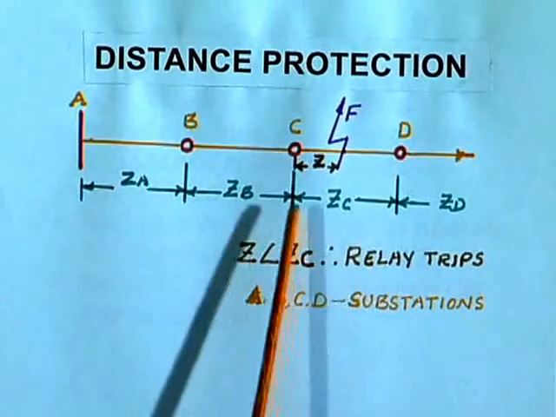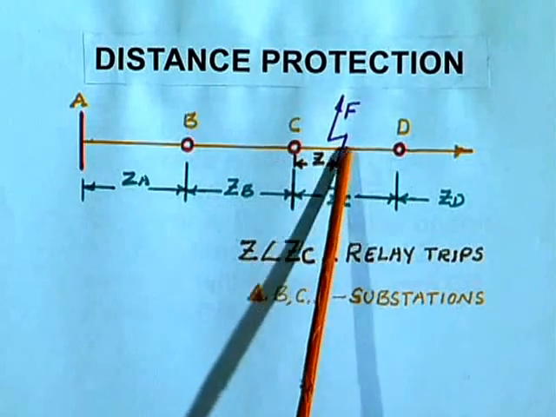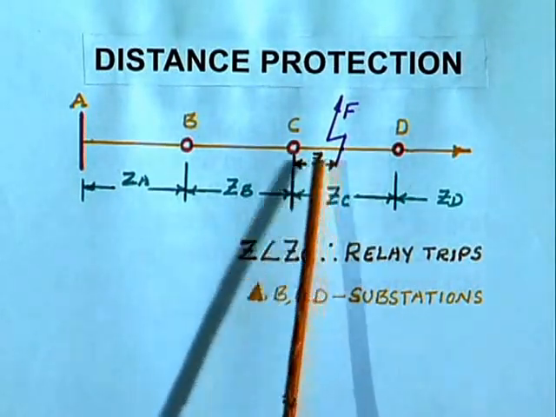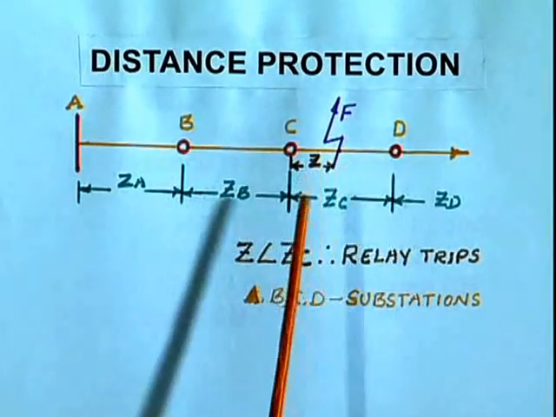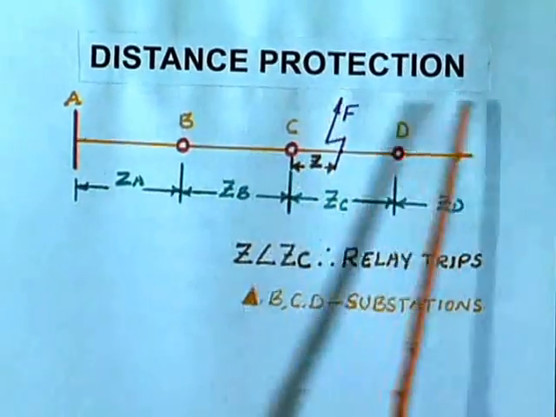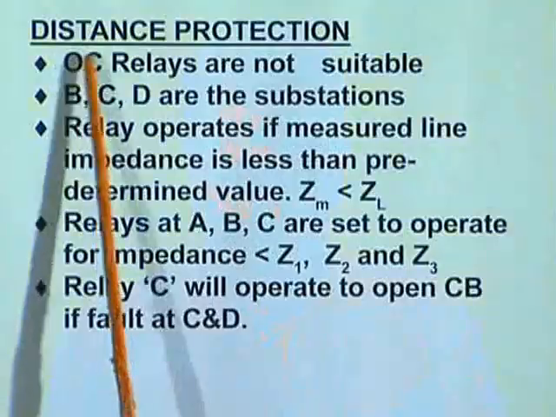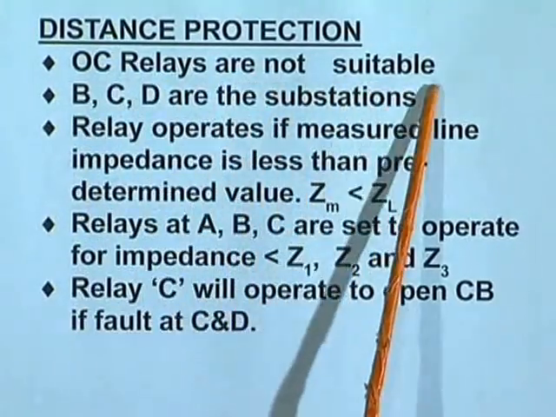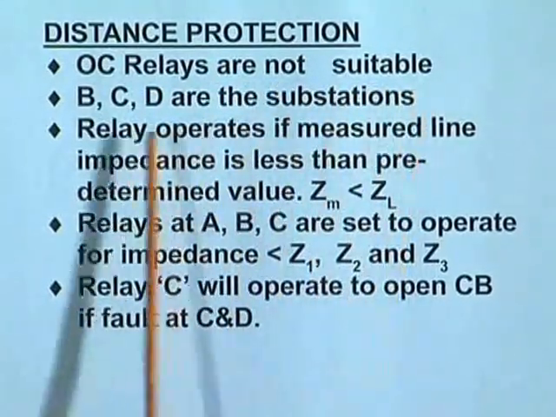So, here whenever the fault occurs, the relay will measure the impedance of the line. If that impedance of the line falls below the preset value, then the relay will operate. That is called distance protection. So, you can see more about the distance protection. For distance protection, OC relays are not suitable, overcurrent relays are not suitable.